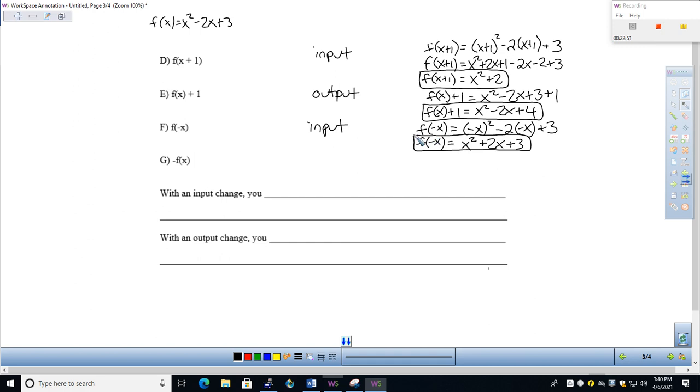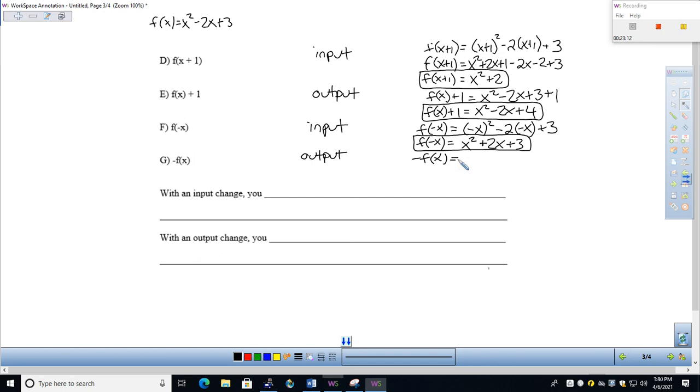Last one in this problem set. Is this an input or output change? Again, nothing changed in the input, but it looks like f of x has changed by throwing the negative out in front. And so output. And so let's go ahead and do this last one here, and then we'll write a couple things in place so we're sure we know what to do.